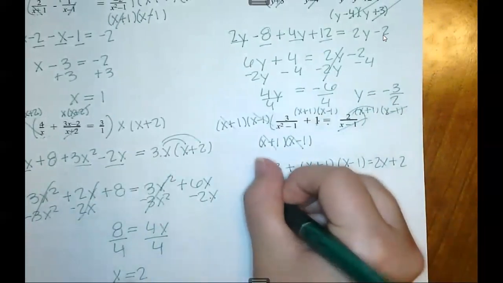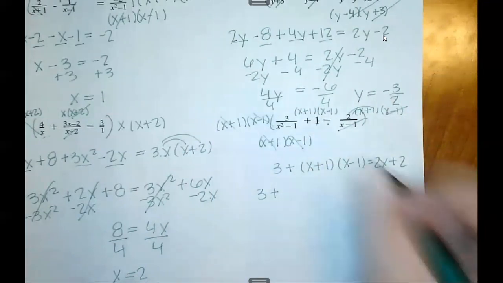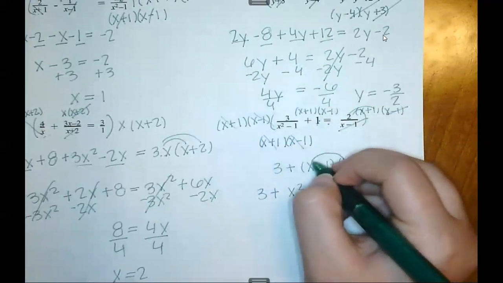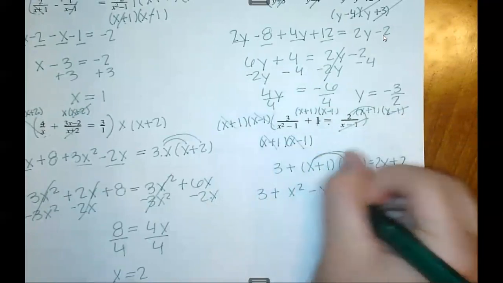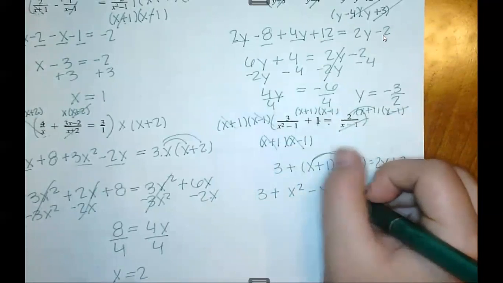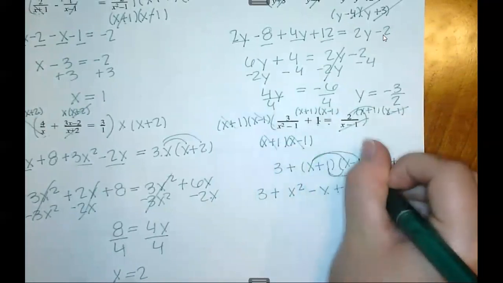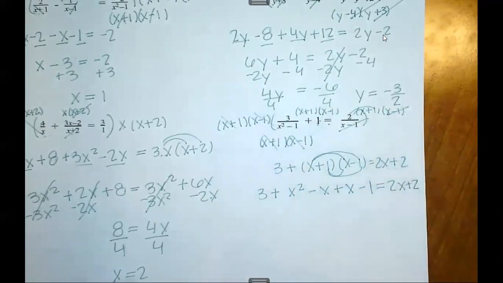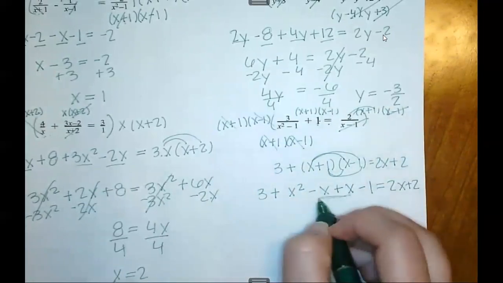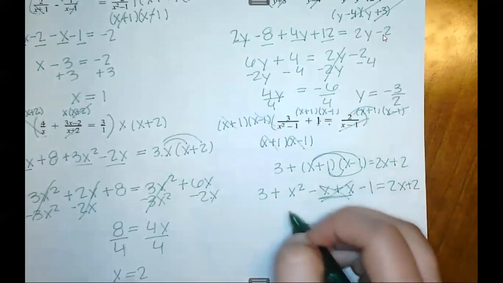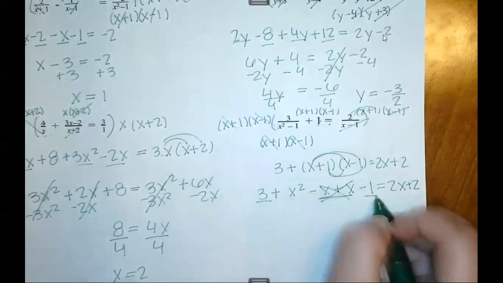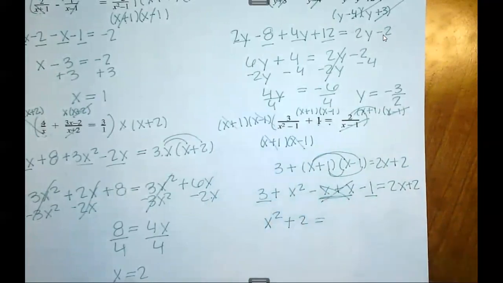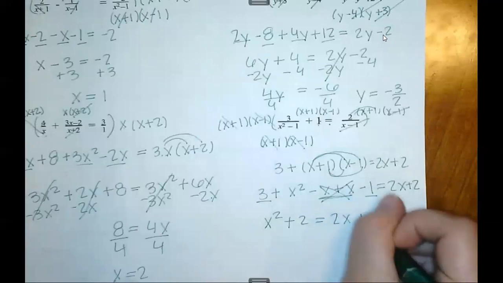All right, so I've got 3 plus, then we have to FOIL this out. So we would have x times x, which is x squared, x times negative 1, negative x, 1 times x is positive x, 1 times negative 1 is negative 1, equals 2x plus 2. All right, over here, these two things cancel out, and I can combine the 3 and the negative 1. So I'll have x squared plus 2 equals 2x plus 2.